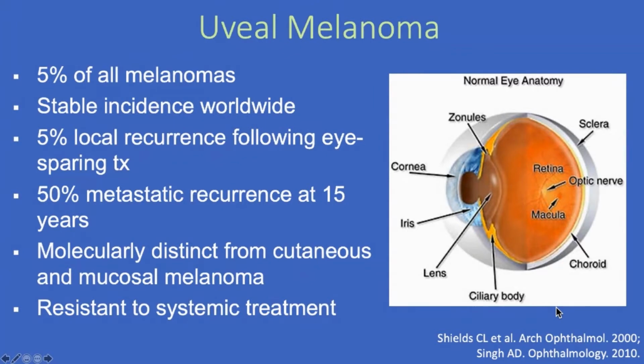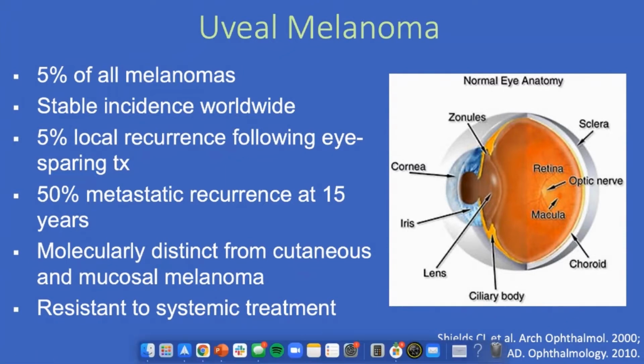So as Dr. Moser was saying, uveal melanoma is pretty uncommon. However, it has this problem that it has this delayed and persistent metastatic kind of recurrence pattern, and it can arise in any part of the eye. It can arise in the front part of the eye, in any of the pigmented part of the eye.